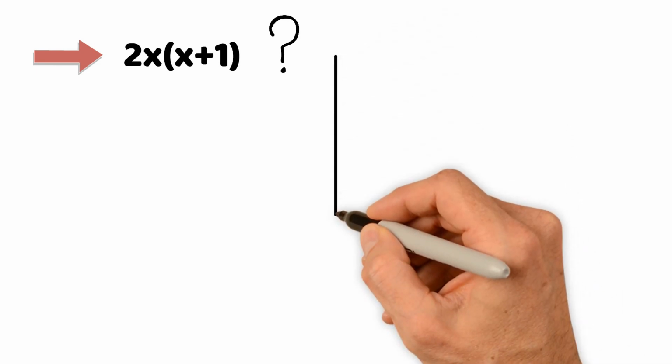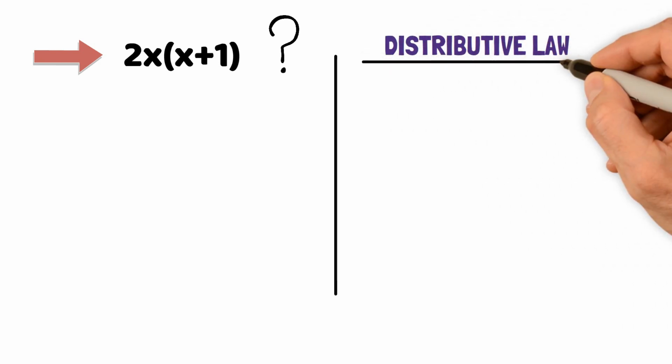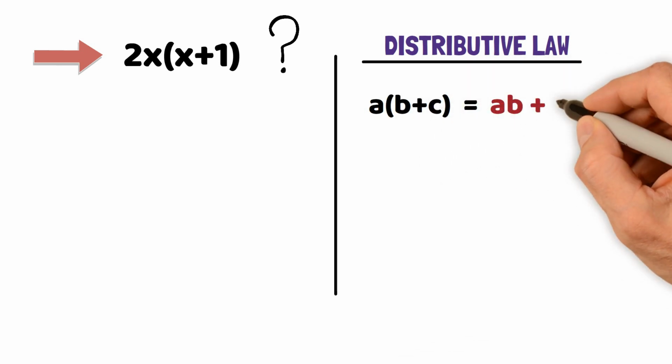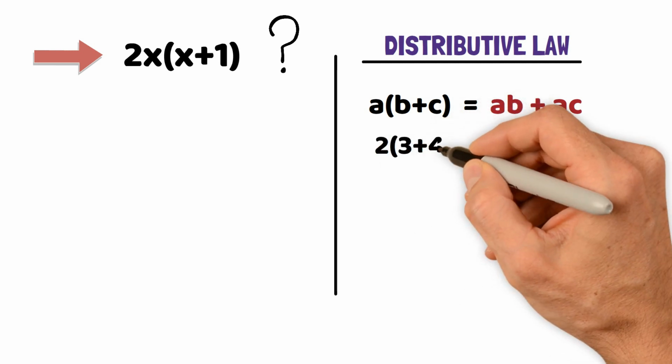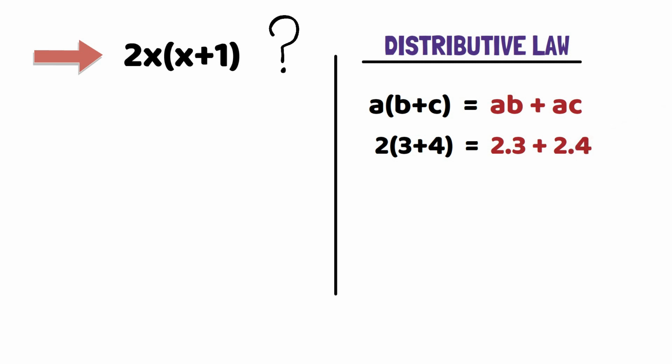Here we need to recall an important rule between multiplication and addition called the distributive law. It says that a times (b plus c) equals a times b plus a times c. Again, the letters here are variables. They can be any numbers. For example, 2 times (3 plus 4) is the same as 2 times 3 plus 2 times 4. Check that both sides are the same.